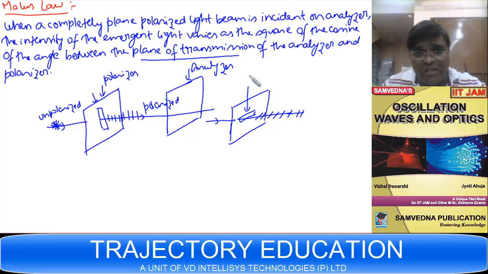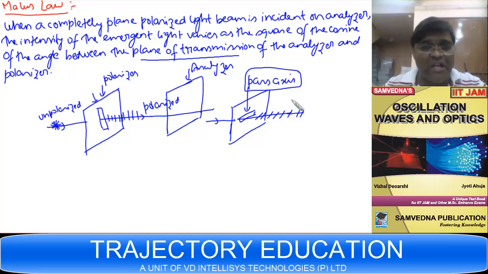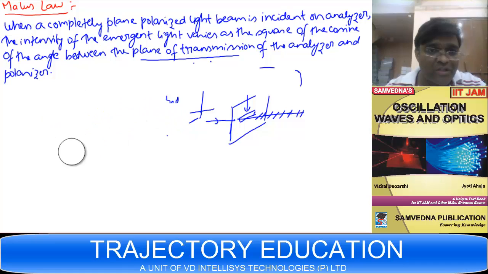So we call this the pass axis. It's also called the plane of transmission. Sometimes it is called the fast axis. Whatever the name, you have only one thing associated, the pass axis or plane of transmission, or sometimes the fast axis. That's about the plane of transmission. Now let me discuss Malus law.